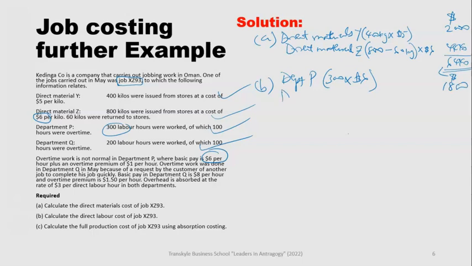Then Department Q, alright, how many hours were worked? 200 hours were worked, of which 100 hours were overtime. Alright, so that's 200 basic, multiplied by 8. Alright, and you get 1,600. So what is the total direct labor cost? This should be 3,400.